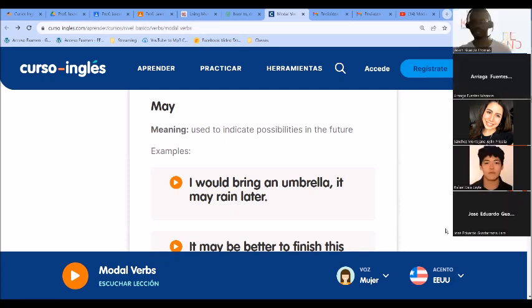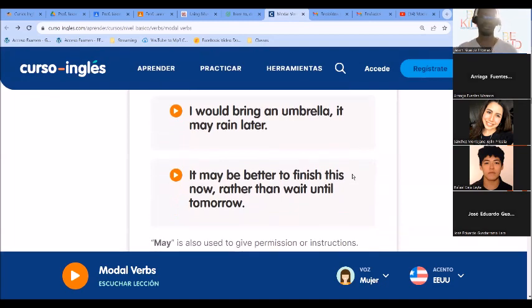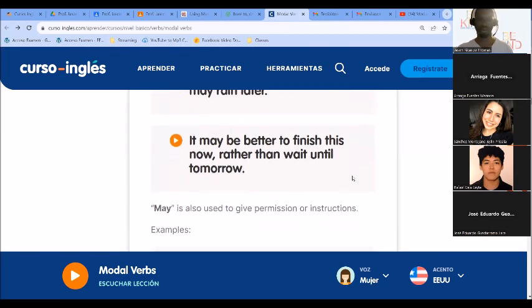May, meaning used to indicate possibilities in the future. Examples: I will bring an umbrella. It may rain later. It may be better to finish this now, rather than wait until tomorrow. Okay, may is also used to give permission or instructions. Good.